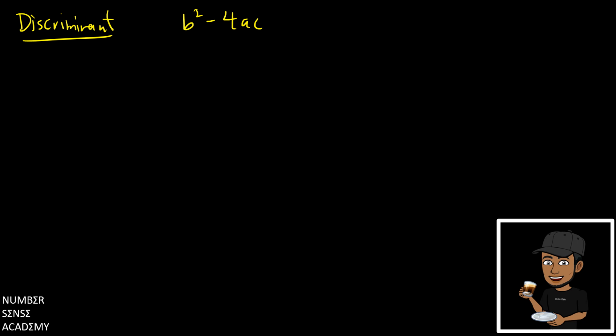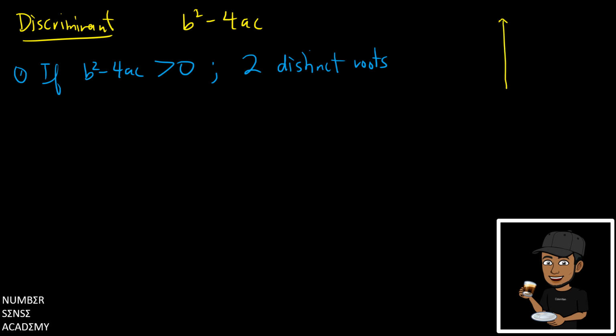So the first case is if the result of b squared minus 4ac is greater than 0, then we have two distinct roots. That means that if we sketch the graph, it's going to cross the x-axis at two distinct spots. So it could look like this, crossing here and here, or it could look like that, crossing here and here, as an example. So it has two distinct roots.